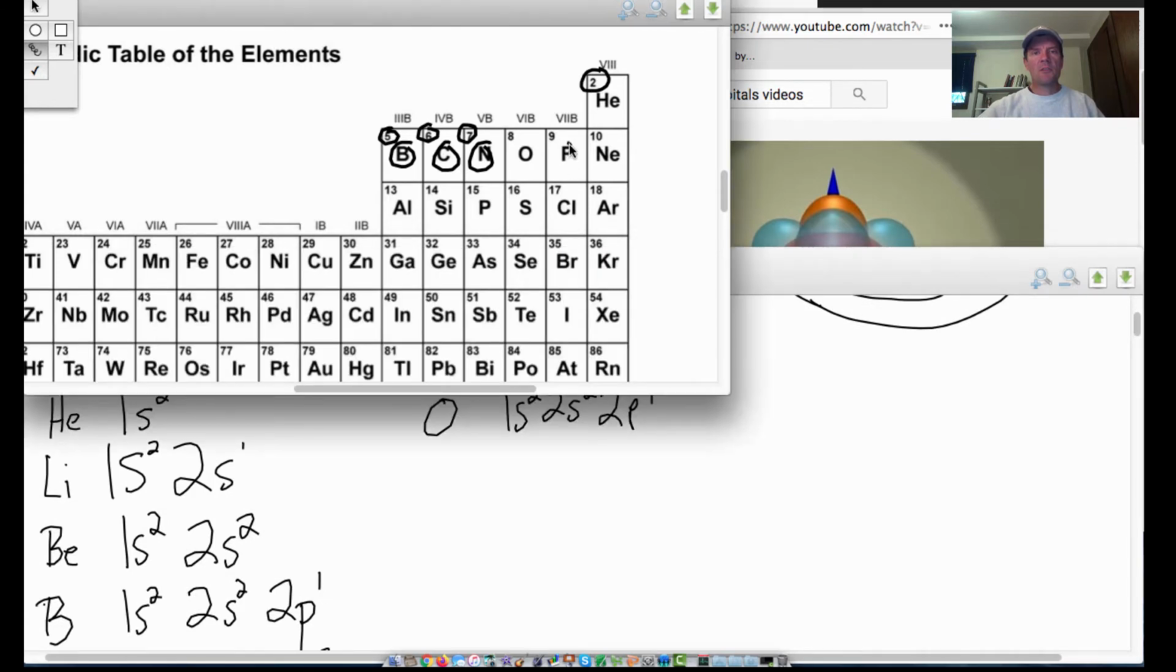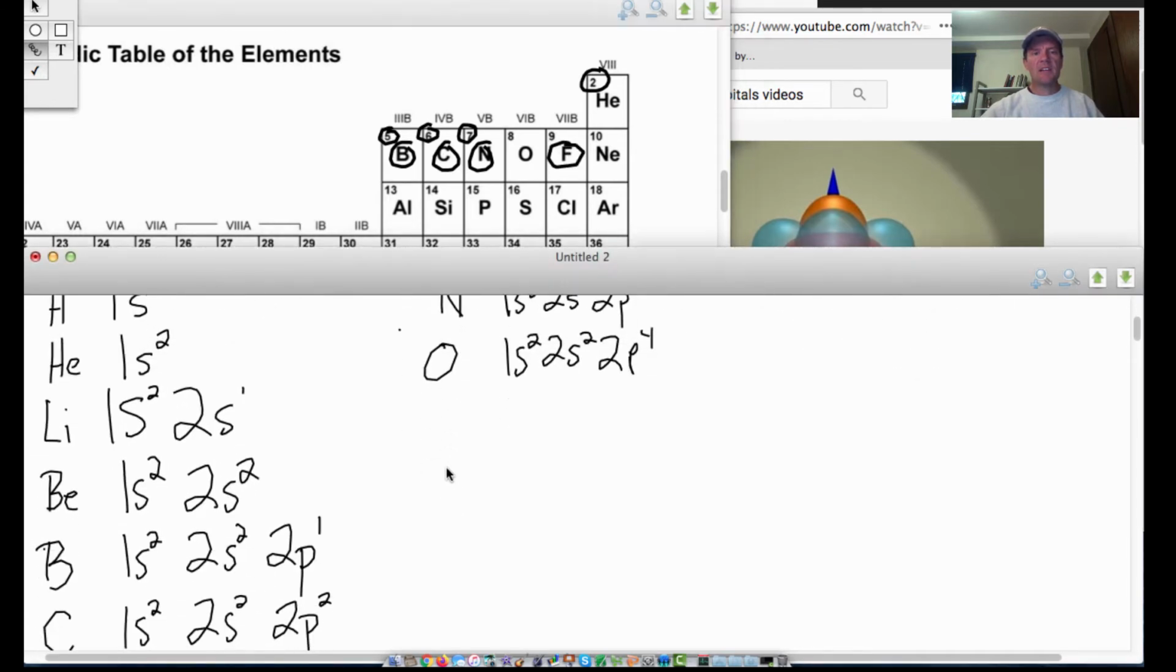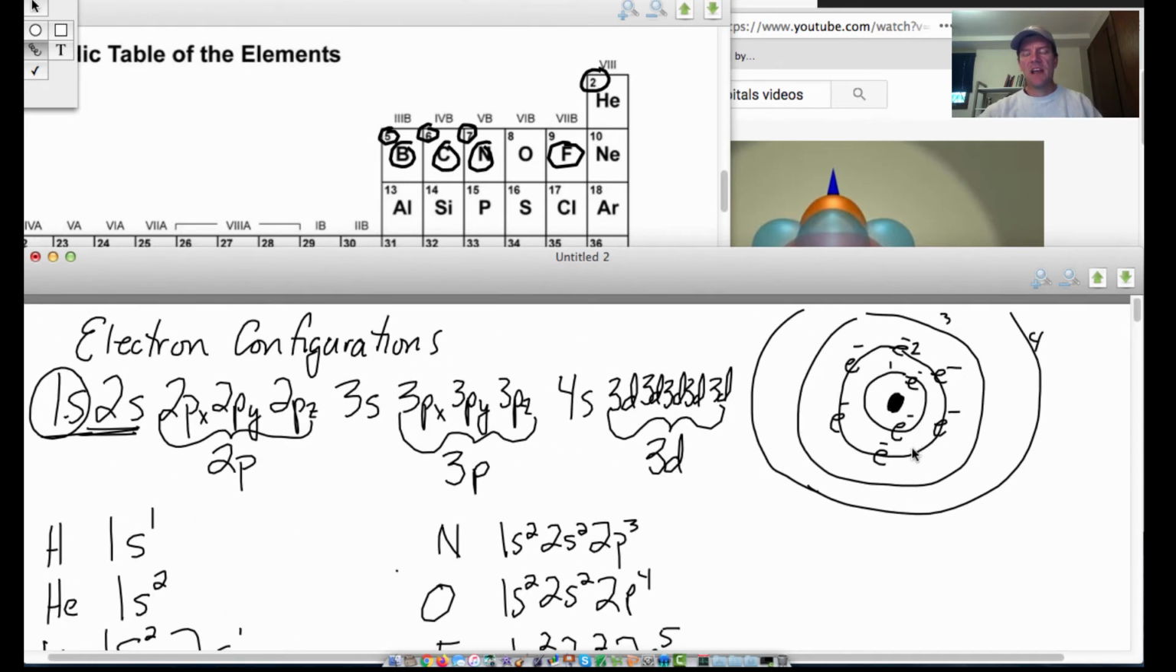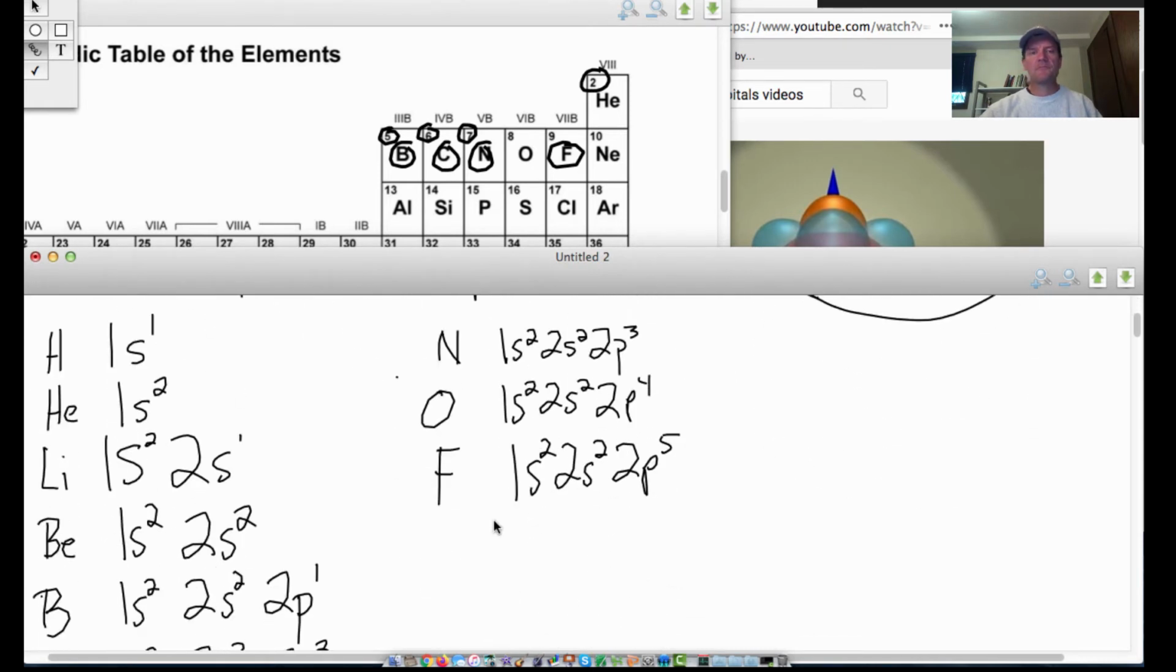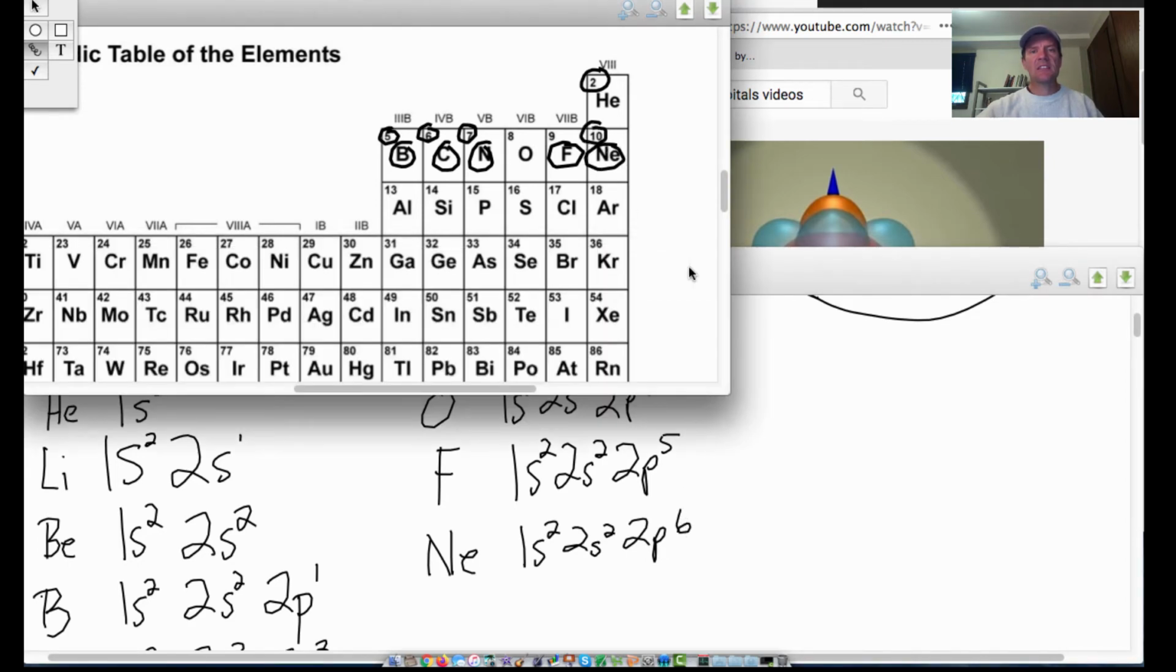Now we're on to fluorine, 9 electrons. Fluorine, 1s2, 2s2, 2p5. So that means in the second energy level, now we have 7 electrons. 1, 2, 3, 4, 5, 6, 7. Now we're at neon. 1s2, 2s2, 2p6. That's for neon. That's 10 electrons.